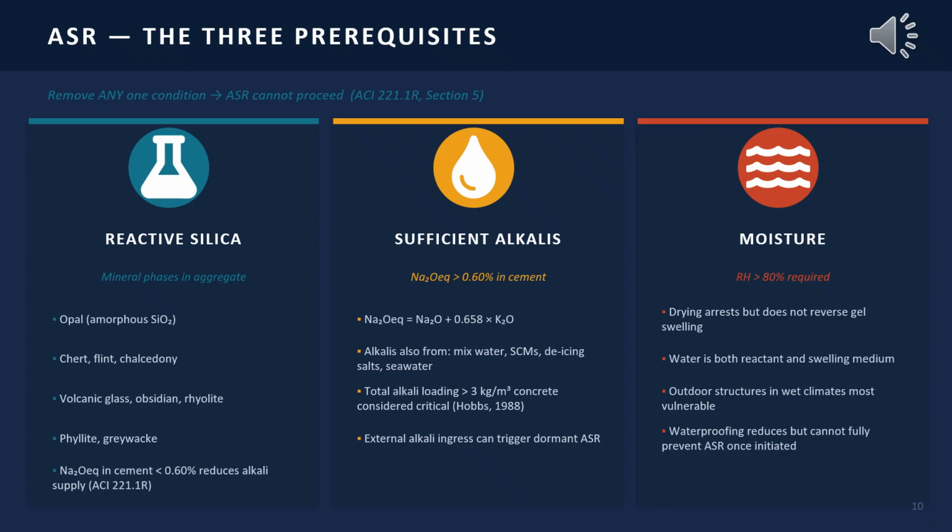ASR requires a relative humidity above 80%. In a very dry environment, the gel forms but cannot swell because there is no water to absorb. This is why indoor concrete rarely shows ASR. However, once ASR has begun, removing moisture arrests but does not reverse the damage. The gel remains in place and will swell again when moisture returns.